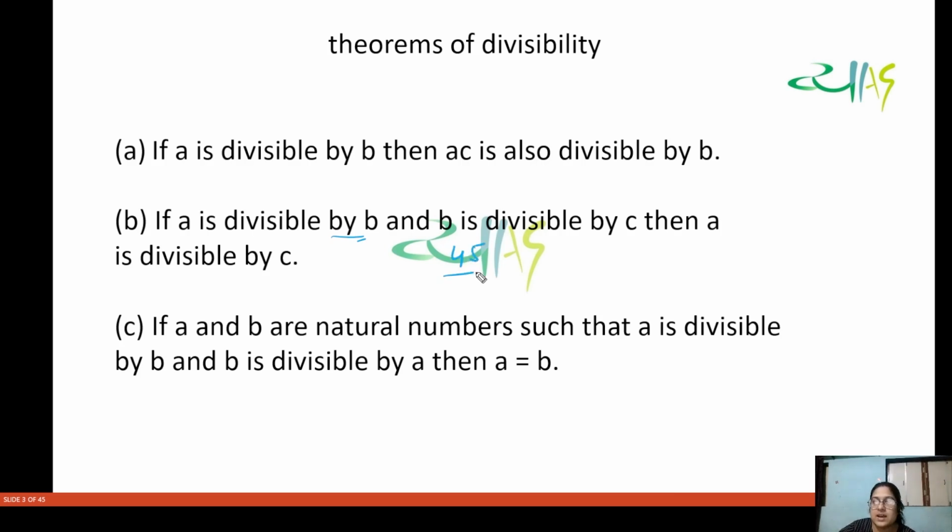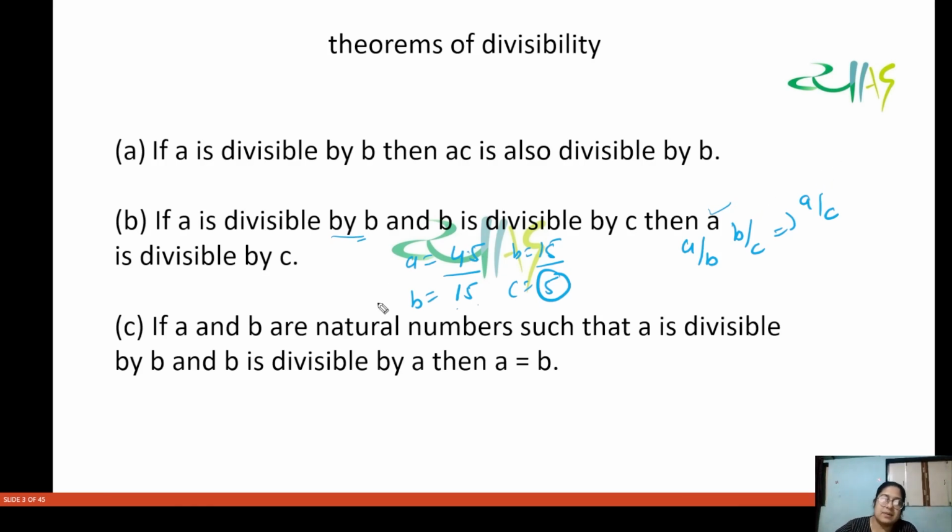45. Now I am saying that let A equal 45 and B equal 15. Then A is divisible by B. And then B equals 15 and C equals 5. Then A is divisible by B and B is divisible by C. That means what? A is divisible by C. You can obviously see here that A is divisible by C. Alright, so this is how we do this.